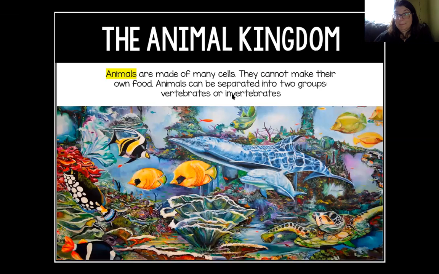The animal kingdom. Animals are made of many cells. They cannot make their own food. Whereas plants can make their own food, animals cannot. Animals have to either eat plants or eat other animals. So we can separate these animals into 2 groups: vertebrates or invertebrates.